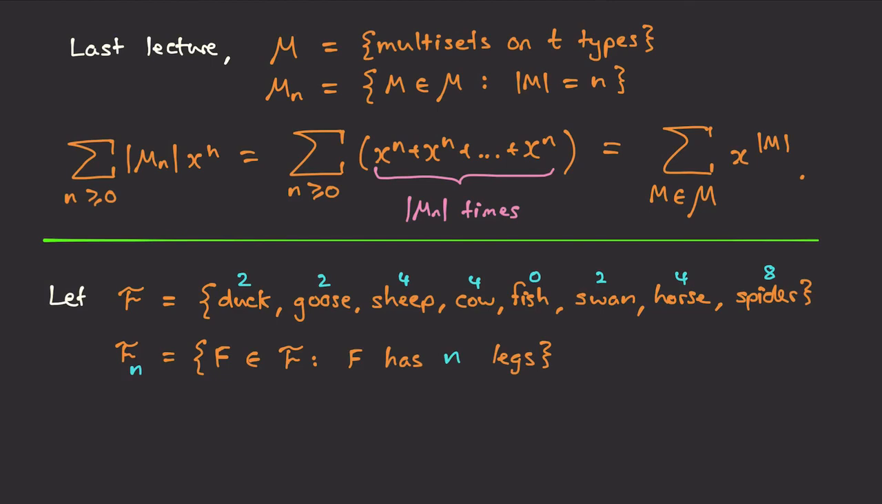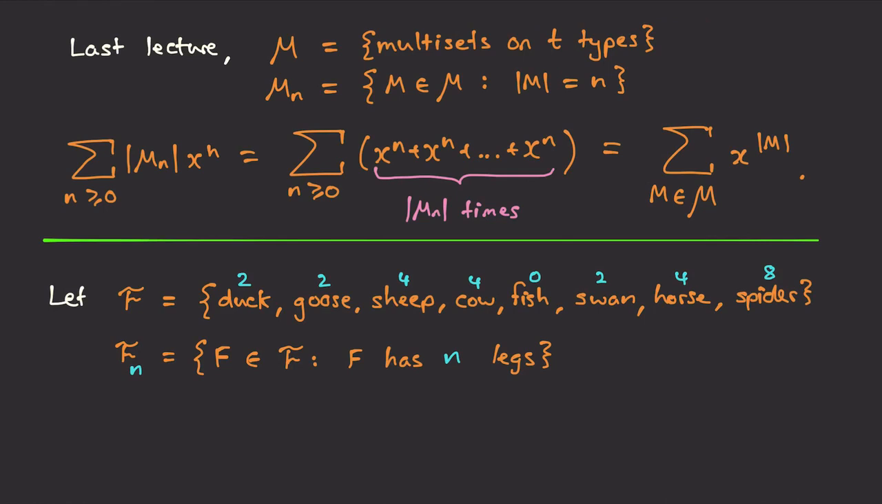You hopefully see the analogy with the multiset example. I have one big set and I'm dividing it up into small sets depending on the value of the parameter. I've written the number of legs above each animal, and from this we can see that f0 has size 1, f2 and f4 have size 3, and f8 has size 1.